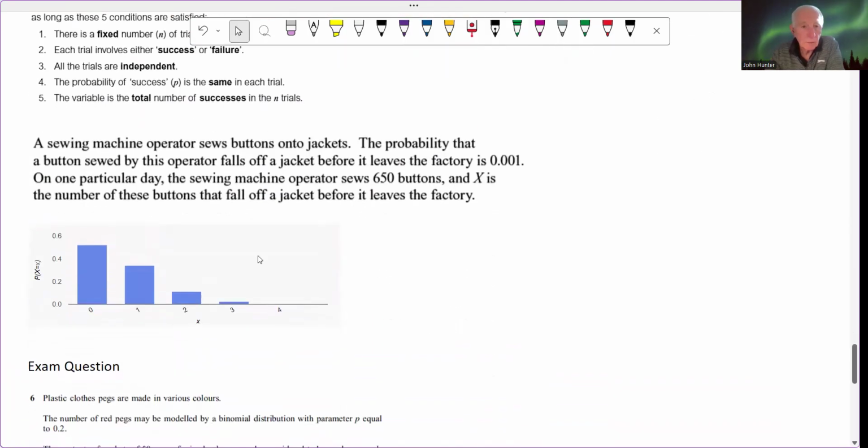Right, here we go. A sewing machine operator sews buttons onto jackets. The probability that a button sewed by this operator falls off before it leaves the factory is 0.001. Doesn't sound very much, does it? On one particular day, the sewing machine operator sews 650 buttons. X is the number of the buttons that fall off the jacket before it leaves the factory. Right, at this point, I'm going to have to switch my screen if I'm going to get my calculator up. So, right, I'll be back in a second.